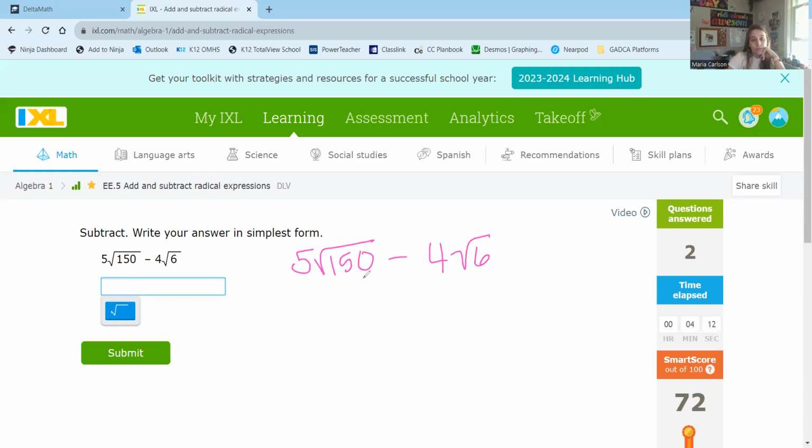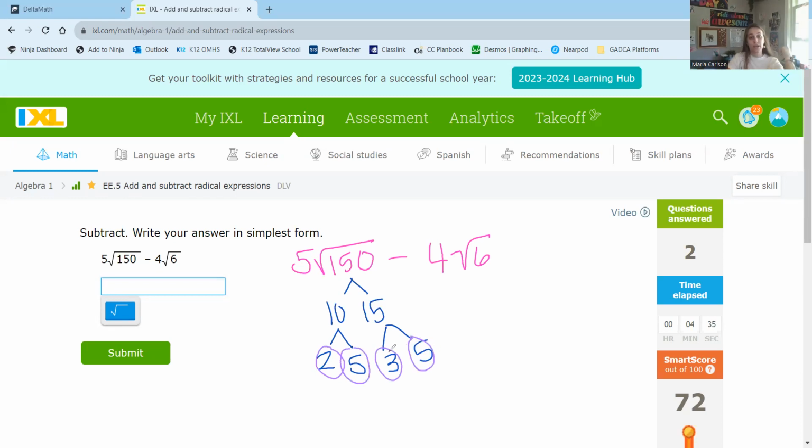So I'm going to factor 150. I know that I can multiply 10 times 15 to get there. So I'm going to factor further. 10 factors into 2 and 5, and 15 factors into 3 and 5. Then I'm going to circle all of these because these are all prime. They can't be broken down any further.